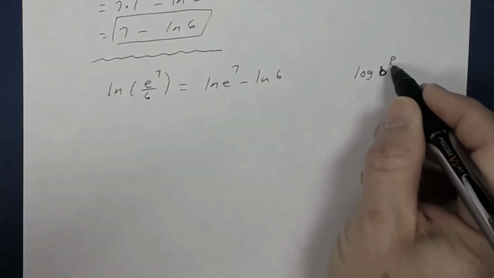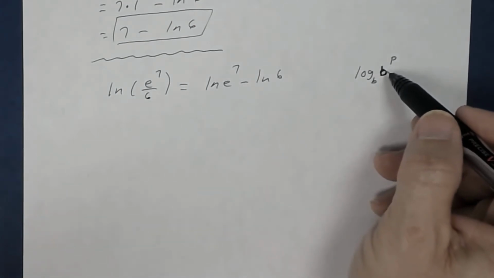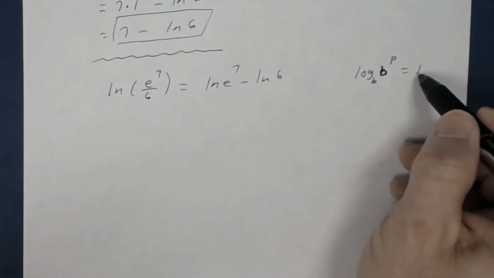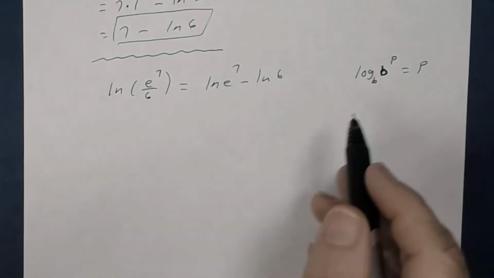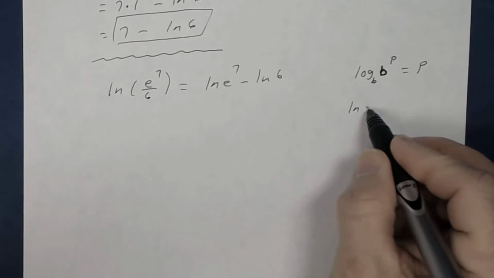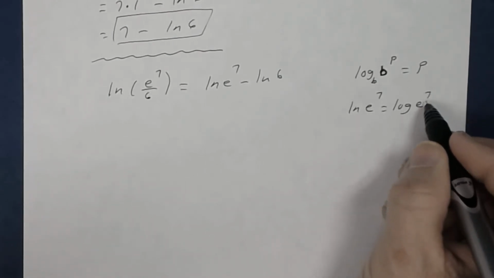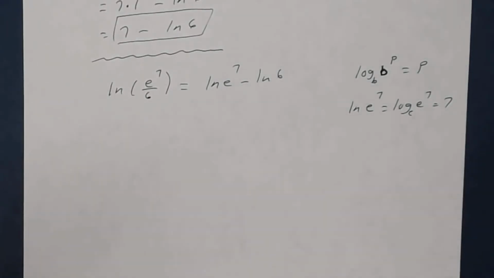The log of b to a power, base b. So if this base and this base are the same, remember it's just the exponent, right? So isn't that what you have here? In other words, isn't the natural log of e to the 7th the same thing as log of e to the 7th base e? So aren't these the same? So it's just 7, right? So that's one of the things you learned before.